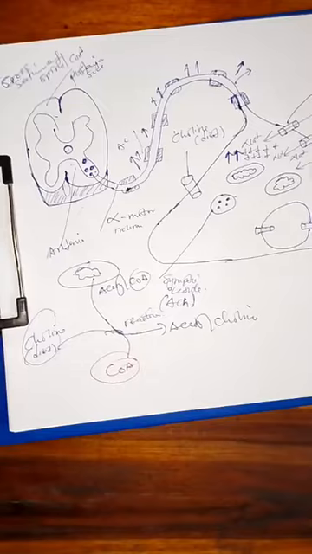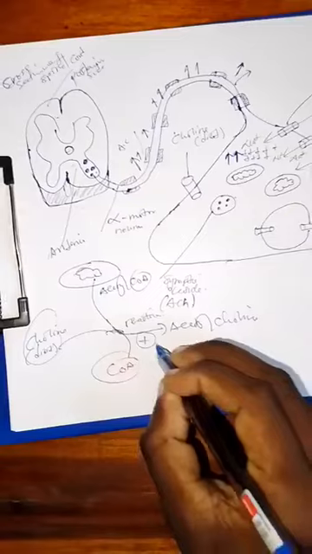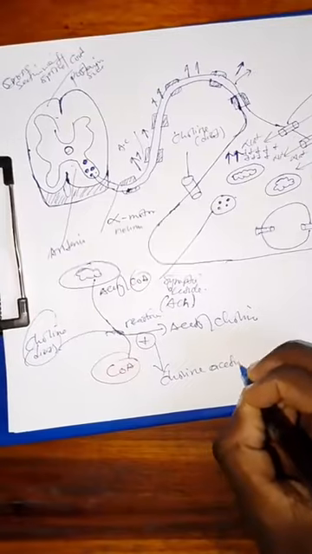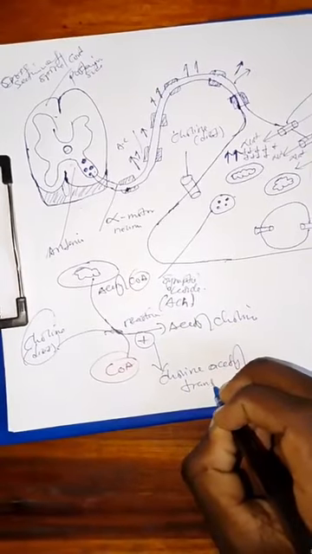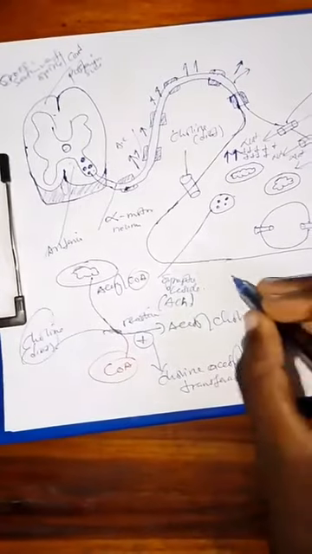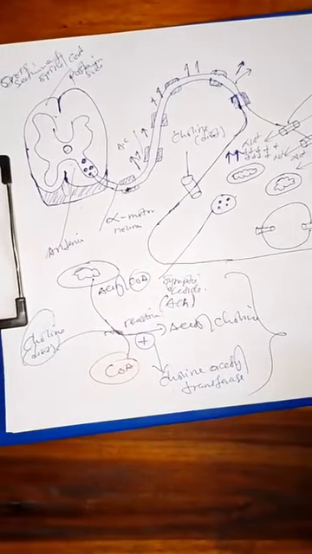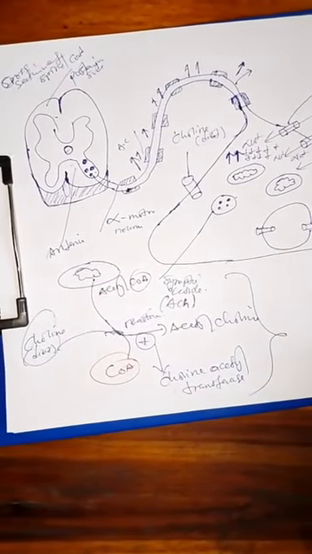Now, what's the enzyme which is stimulating this reaction? The enzyme is called choline acetyl transferase. Okay, well, this was just a side learning so that you know how the acetylcholine is formed.